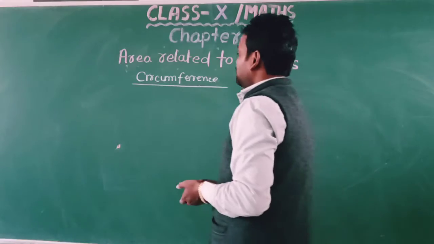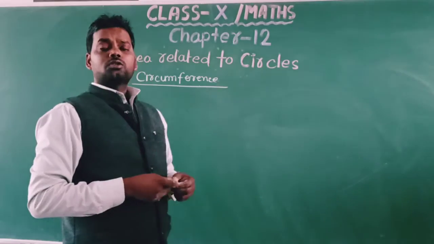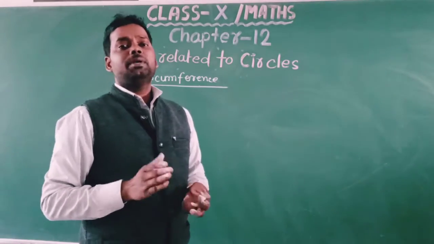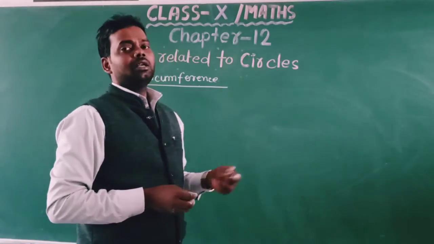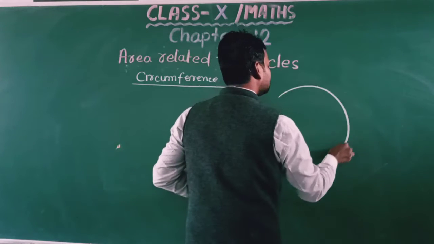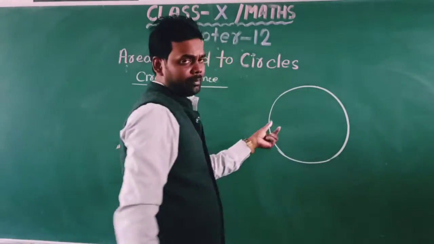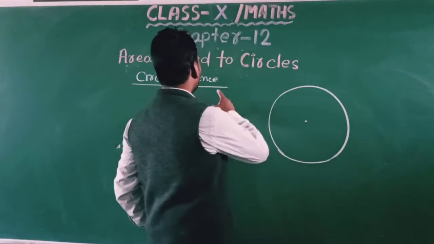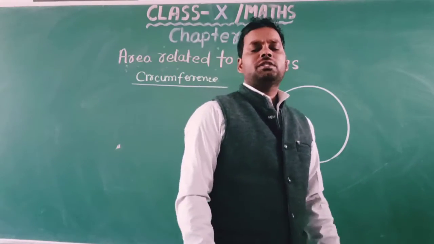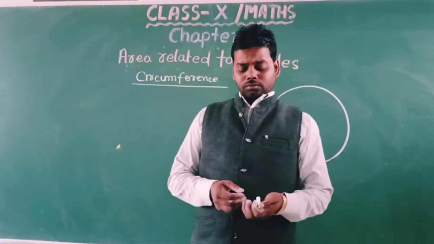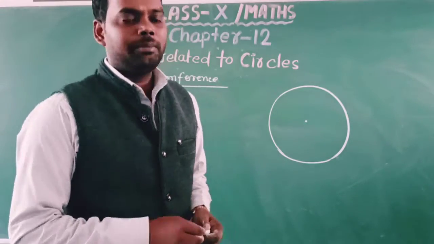When we talk about the circumference of a circle, generally the perimeter of a circle is known as circumference. This is the perimeter or boundary of a circle, and it is known as the circumference of a circle. The circumference of a circle bears a constant ratio with its diameter.